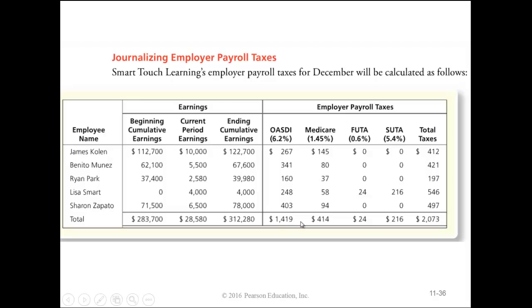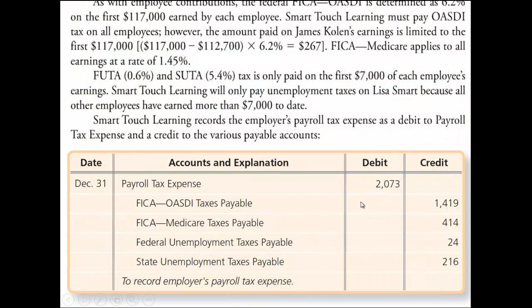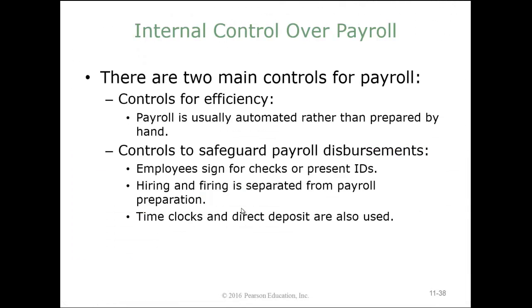So now, based on these numbers here that we've calculated, we can prepare the journal entry. We have our payroll tax expense, and we have all of these payables. When we actually cut the checks to pay these, the payables are going to go away with a debit, and cash is going to be credited.